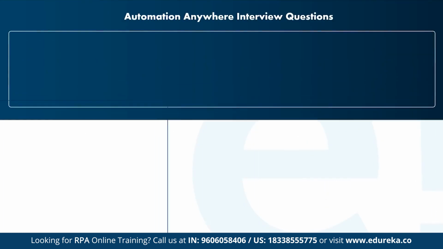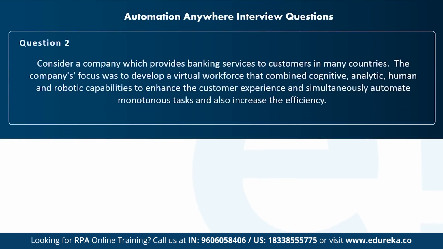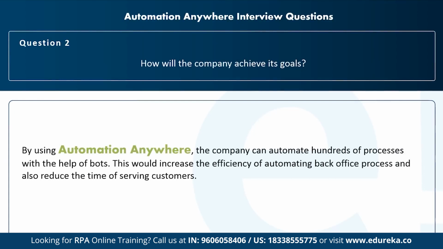Now moving on to the next scenario, let's consider a scenario of a company which provides banking services to customers in many countries. Now the company's main focus is to develop a virtual workforce that combines cognitive, analytic, human and robotic capabilities to enhance the customer experience and simultaneously automate monotonous tasks and also increase the efficiency. Now how do you think the company will achieve its goals?